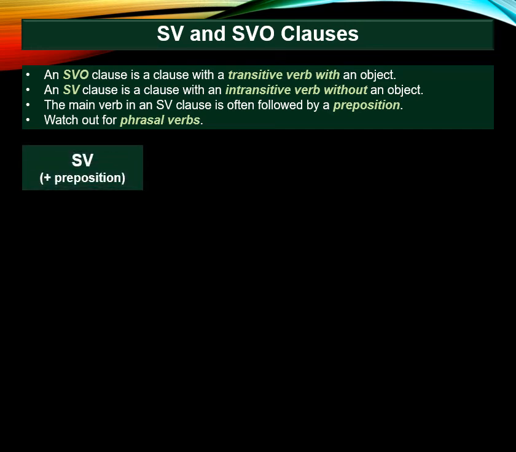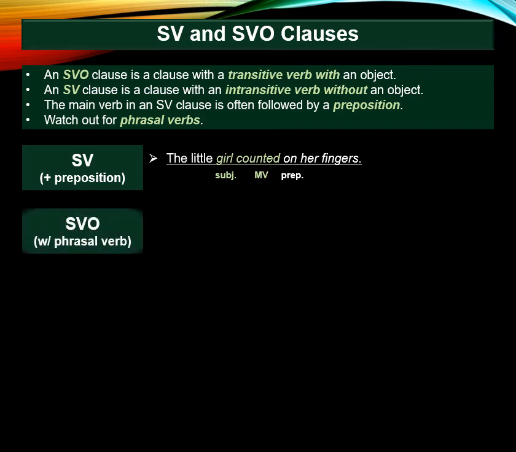So, the first example is an SV clause with a preposition. The little girl counted on her fingers. But in this case, parents count on teachers to educate their children. Count on is a phrasal verb, so it is an SVO clause.